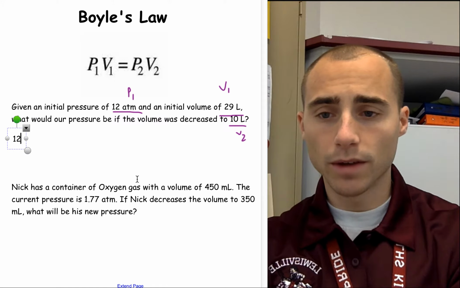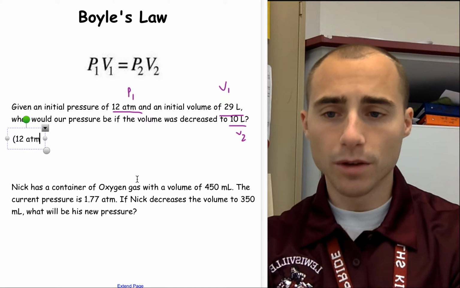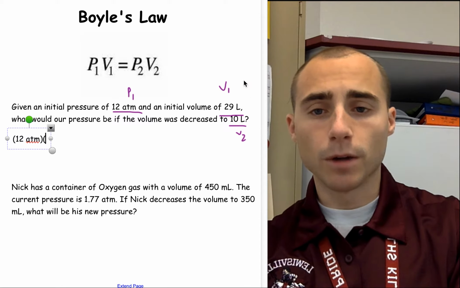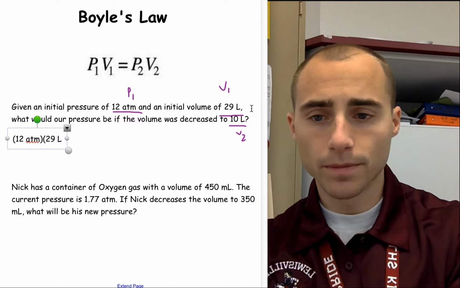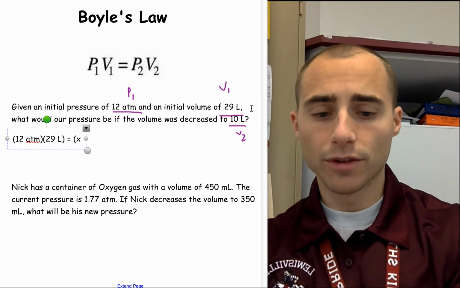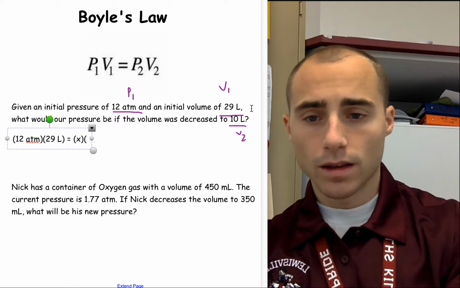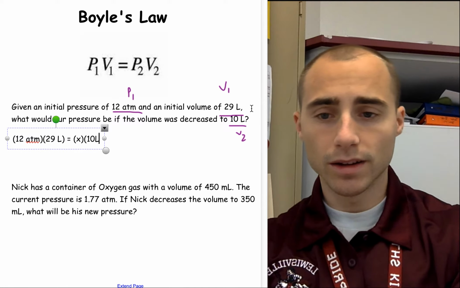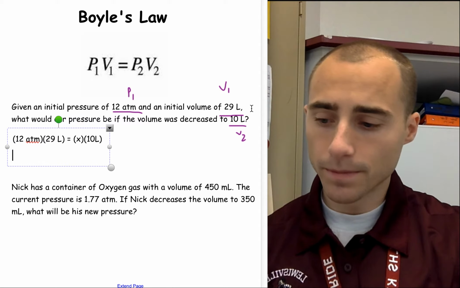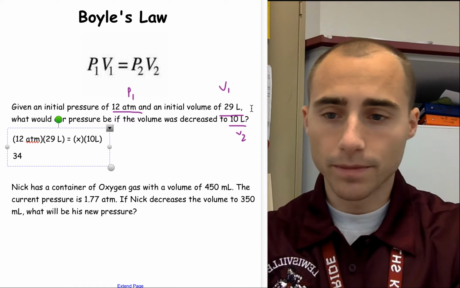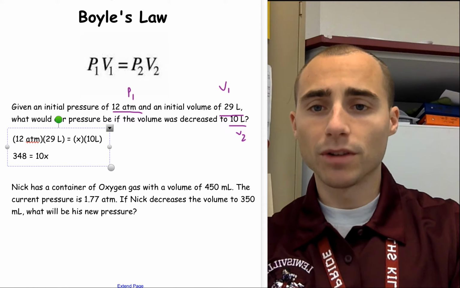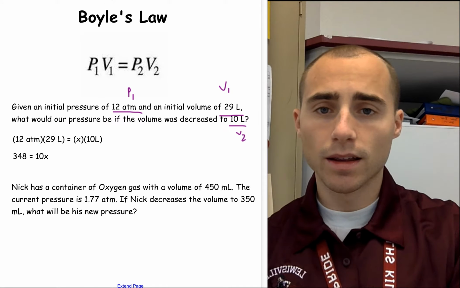Let's set it up. We have 12 atm, I'm going to put it in parentheses, that's going to be better. 12 atm, multiplied by our volume 1, which is 29 liters. And that's going to be set equal to our pressure 2, which we don't know, so that's going to be X, multiplied by 10 liters. So if we multiply that out, we have 12 multiplied by 29, that's going to give us 348. 348 is going to be set equal to 10x, and then we simply divide by 10.